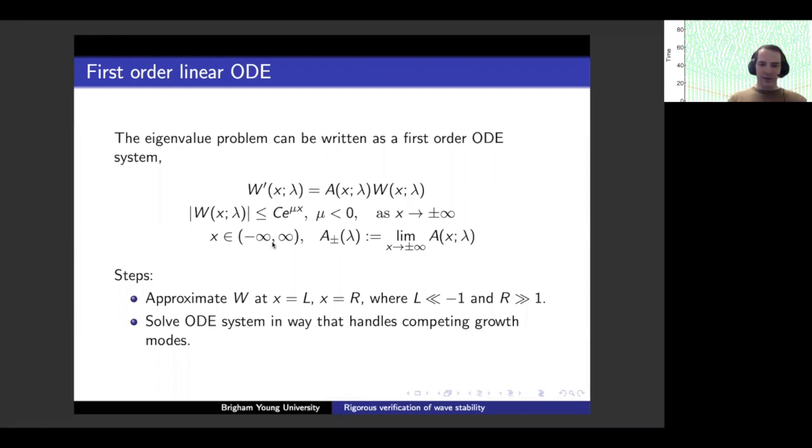So we do the standard thing and get the solution away from infinity with some sort of analysis around the fixed point. And then we'll solve the ODE system in a way that can handle the competing growth modes.